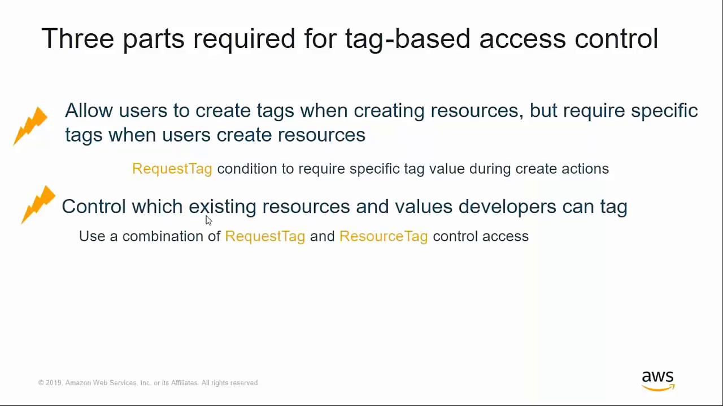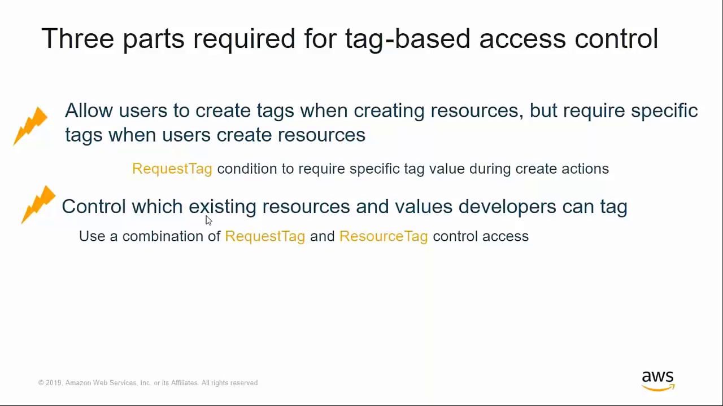Next, you want to say, hey, you can control which existing resources and values developers can tag. So maybe they can tag everything in project equals bubbles. They can't tag anything in project equals pickles. And, oh, wait, they can change that project equals bubbles to something else, like, project equals, let's go shampoo. And so that's kind of fun. And you do this with a combination between request tag and resource tag. These are your two condition keys that you want to put in policies so you can talk about and use tag-based access control.